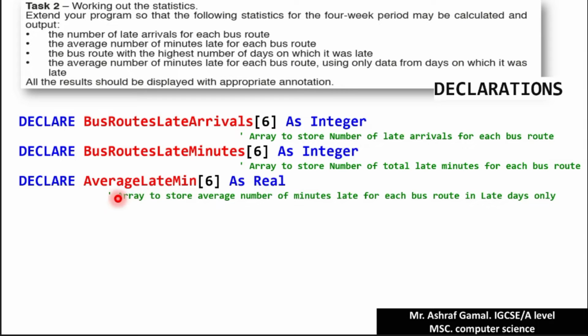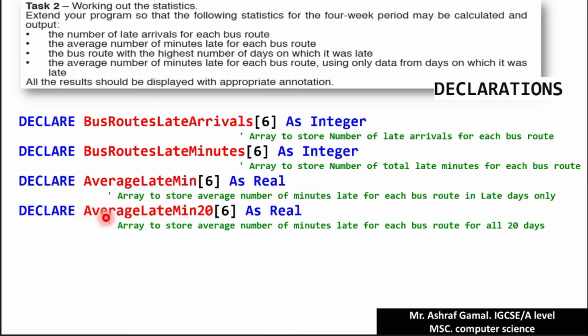And then we need to declare another array, which is going to store the average number of minutes late for each bus route, using only the data from days on which it was late. So we declared an array here to store the late minutes for 6 bus routes. And then we have another array which is going to be the average late minutes of 20 days. This is going to be the array which is holding the average number of minutes late out of 20 days.